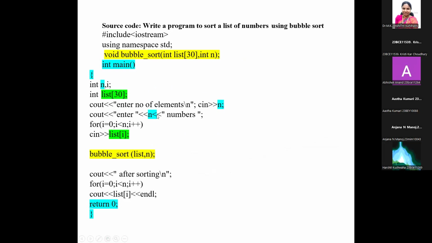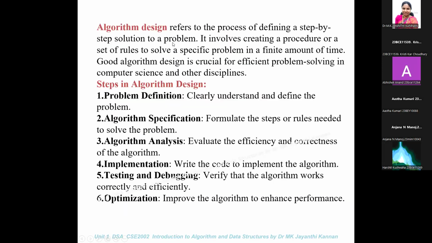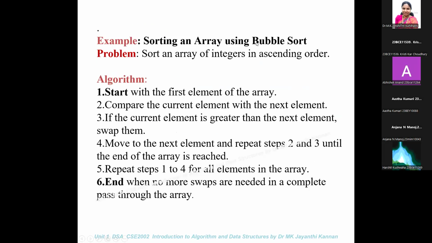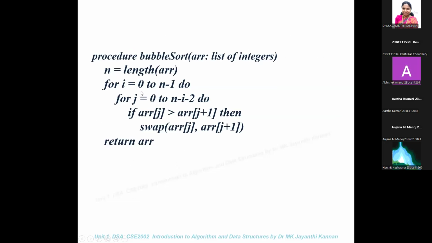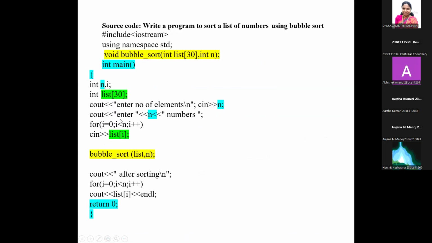Then the corresponding program. So what is algorithm design, then the sample as bubble sort, and what are all the steps we are following in bubble sort: the algorithmic steps, pseudo code for bubble sort, example and explanation with sample input and output, and the program implementation of bubble sort using a C++ program, the main program and the bubble sort procedure.